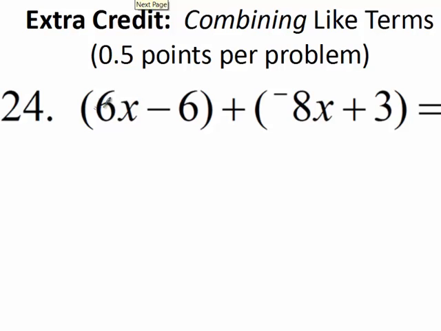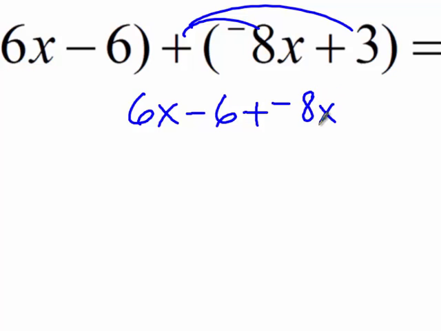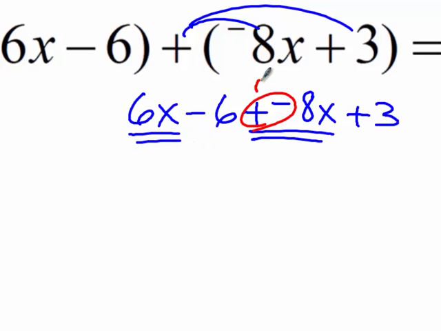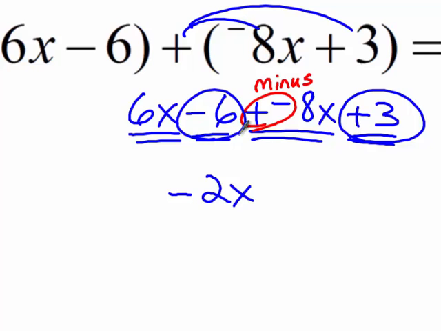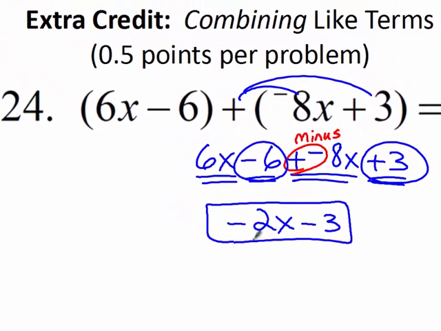Number 24. We have the quantity 6x minus 6 plus the quantity negative 8x plus 3. Rewriting this, we have 6x minus 6 plus a negative 8x plus 3. We can say 6x minus 8x. 6x minus 8x is a negative 2x. And we can say 3 minus 6. 3 minus 6 is negative 3. The simplified algebraic expression is negative 2x minus 3.